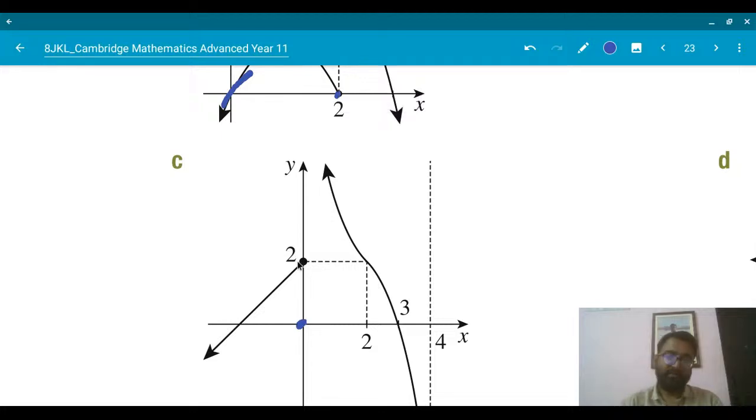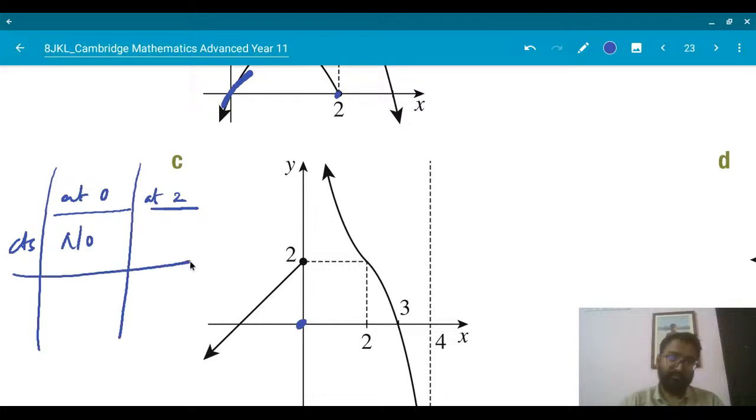Now, what happens at x equals 0 for the next function? Is it continuous? No, it is not continuous. At x equals 2, is it continuous? Yes, very good. At x equals 2, is it differentiable? No, as not continuous implies not differentiable. Nothing to think about that. And at x equals 2, it is smooth, therefore yes.